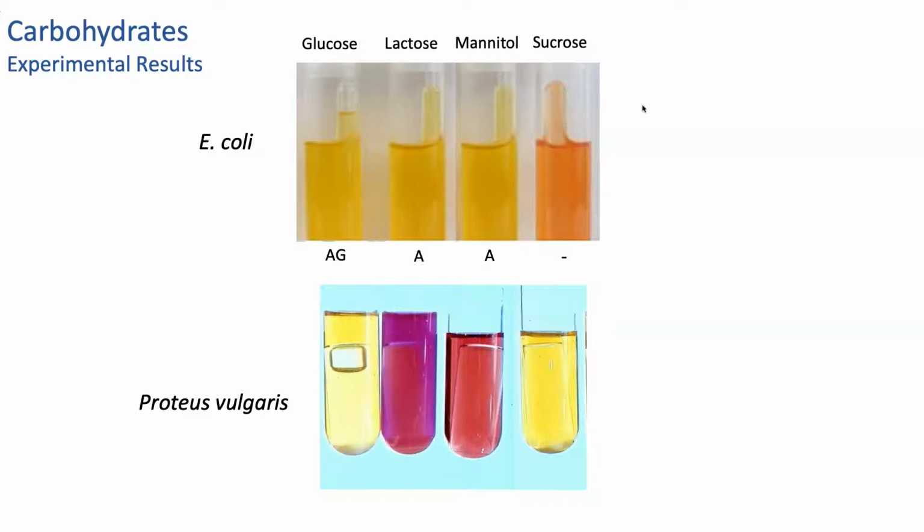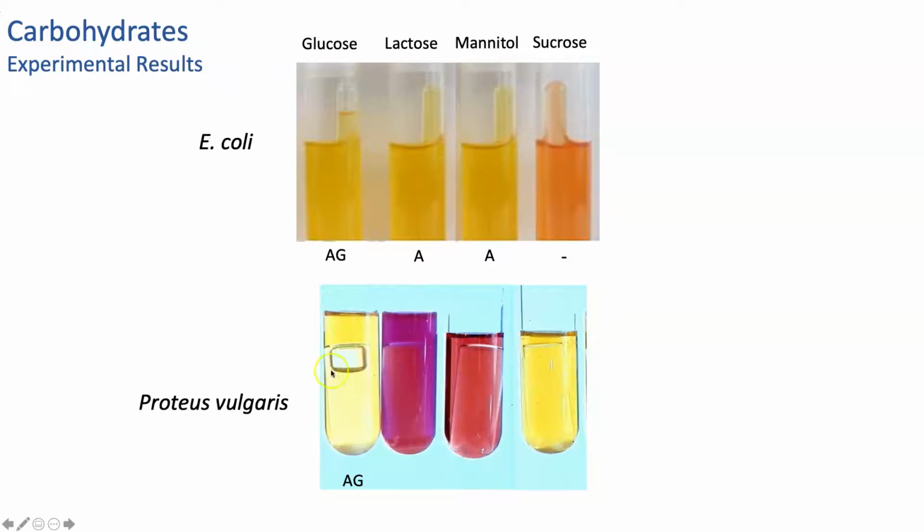Now, when we take a look at Proteus, this will be maybe a little bit easier. Glucose fermentation, what would you classify that as? Well, you can see the clear bubble here, right? Therefore, that would be, that's correct, Ag, acid plus gas production. Now, the next one, lactose, well, this almost looks pink to me, doesn't it? So what do you think the results are for that?